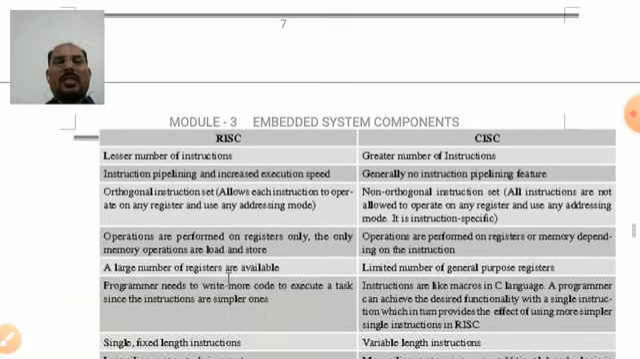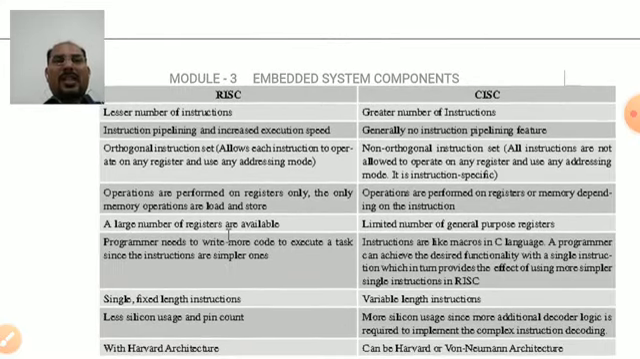See, RISC is reduced instruction set computing, whereas CISC is complex instruction set computing. RISC has a lesser number of instructions, CISC has a greater number of instructions. RISC supports instruction pipelining, hence execution speed increases. Instruction pipelining means, see, we have a fetching phase, decoding phase, executing phase, and storing phase. Out of these, the phases operate sequentially. If we are doing 2 things at a time, then we call it pipelining. So pipelining can be done in RISC, but we cannot do it in CISC.